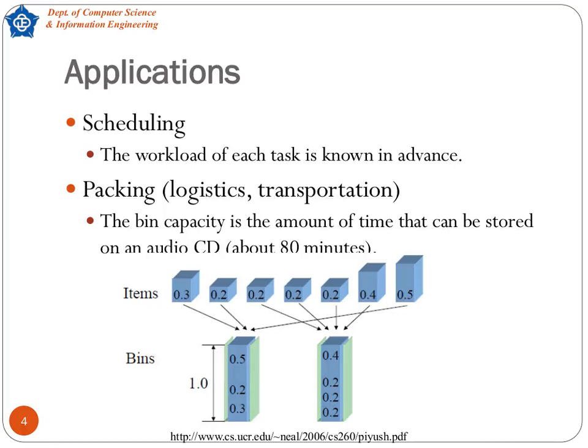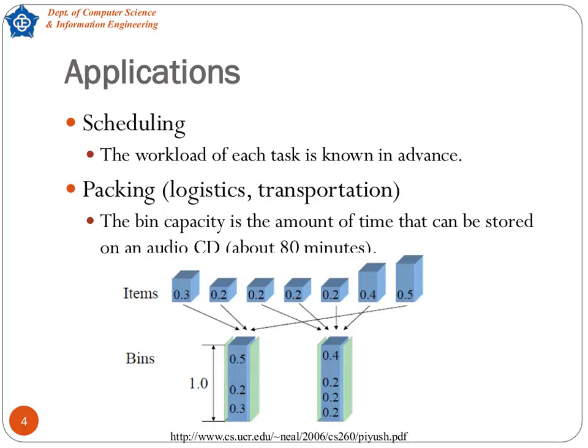To further visualize this packing challenge, let's look at another diagram. Here, we see a set of items represented by blue bars with specific sizes: 0.3, 0.2, 0.2, 0.2, 0.2, 0.4, and 0.5. Our goal, just like before, is to pack these items into bins, depicted as green vertical bars, each having a maximum capacity of 1.0.